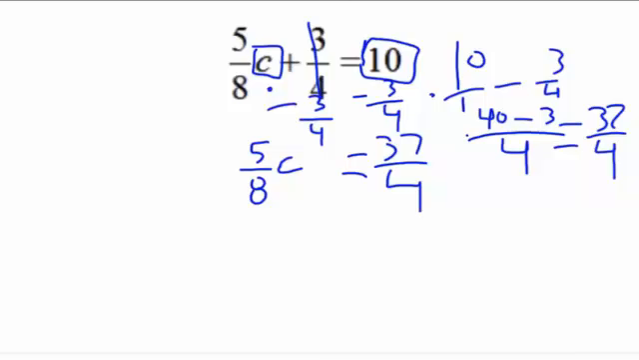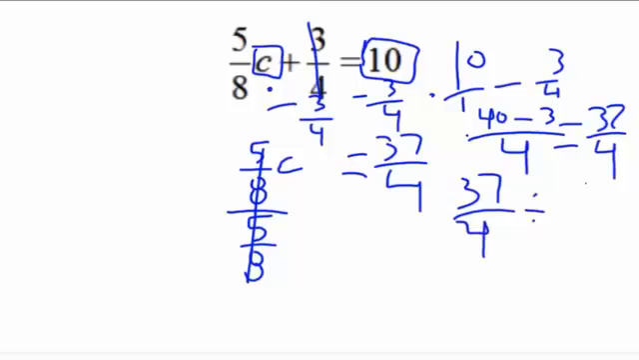Now we need to get rid of the 5 over 8, so we only have the c left, which would give us the answer. To cancel it out, you would have to divide, because we are multiplying 5 over 8 times c. When we divide 5 over 8 by 5 over 8, this cancels out. We have to do the same thing to 37 over 4, so we divide that by 5 over 8. If you know how to divide fractions, you would switch the symbols. So we do 37 over 4 times 8 over 5.